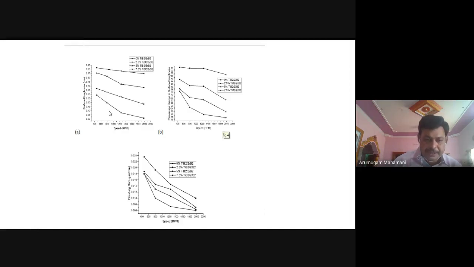Here as speed increases, surface roughness is decreasing for all the conditions. But again, at 7.5% composite, I already said 7.5% means the reinforcement content is more, so what happens is surface roughness will be more. Again, as speed increases, the percentage of change in surface roughness also decreases. Then the finishing rate also decreases while increasing speed.